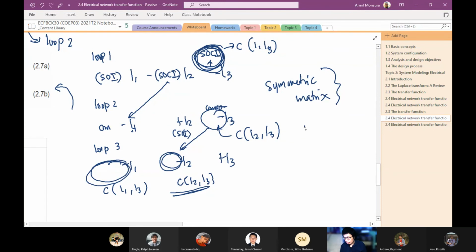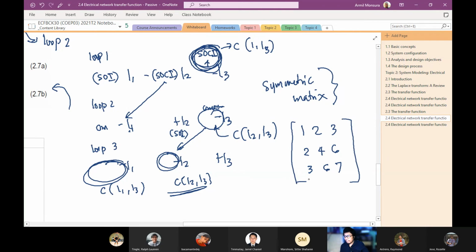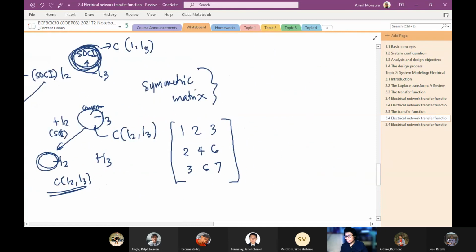Okay? Halimbawa, to? 1, 2, 3, 2, 4, 6. Okay? Tapos 3, 6, 7. Halimbawa. Yan, symmetric matrix yan. Bakit? I-transpose natin siya. Pag transpose nyo yan, ganito ang mangyayari.